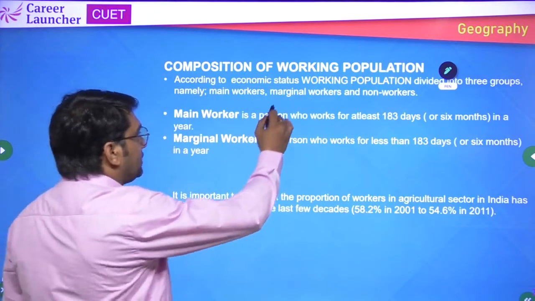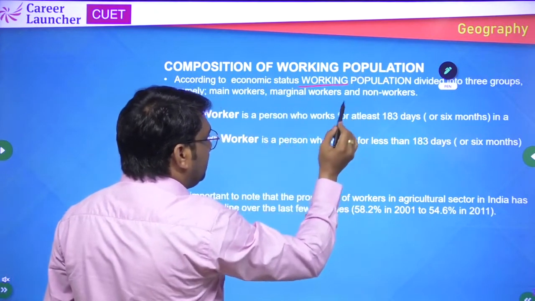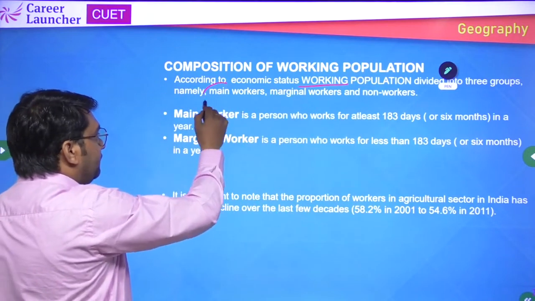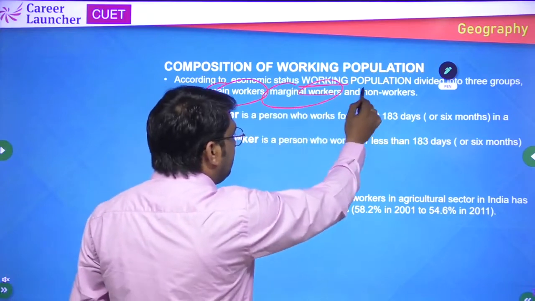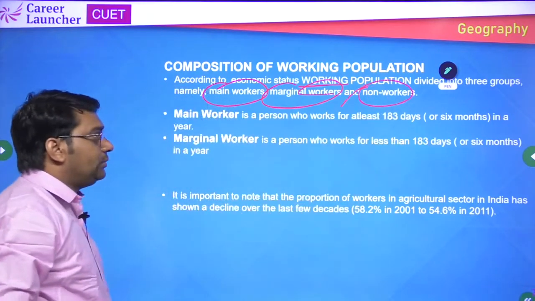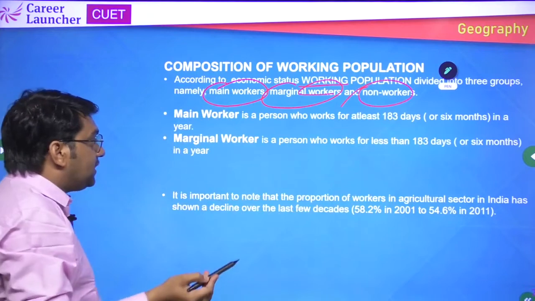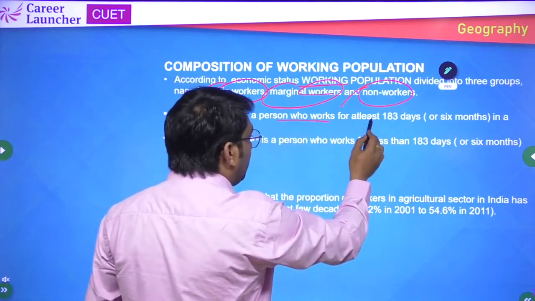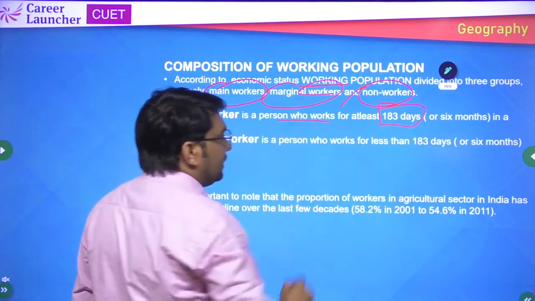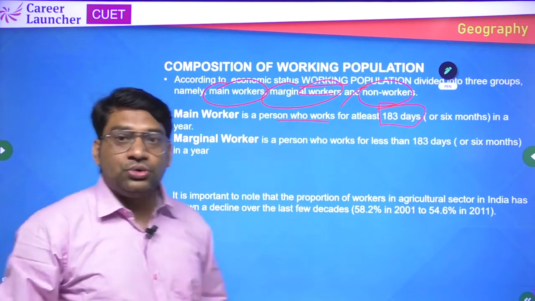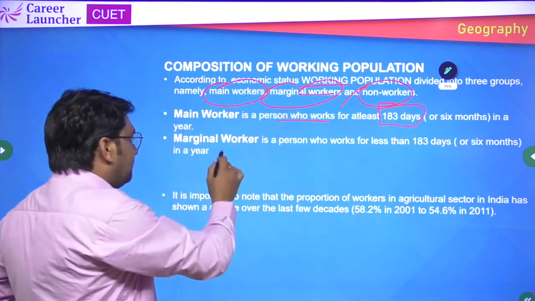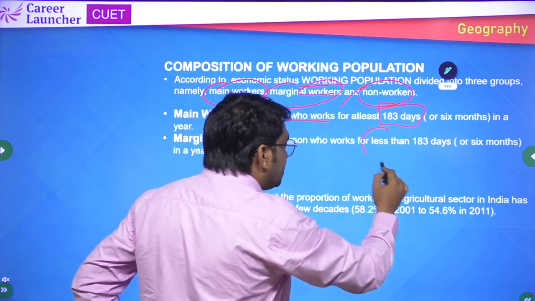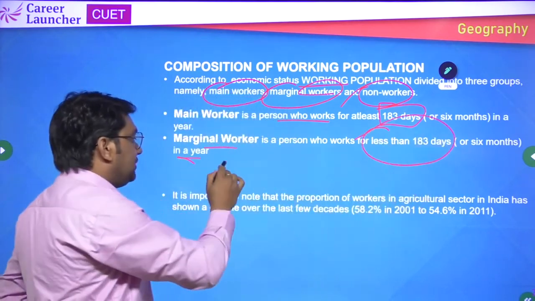So according to economic status, working population is divided into 3 groups, mainly main workers, then marginal workers and then non-workers. So according to definition, who will be called a main worker? A main worker is a person who works at least 183 days or 6 months in a year. So those who are engaged 183 days or 6 months in a year, they are called main workers. Okay, a marginal worker means a person who works less than 183 days or 6 months in a year.